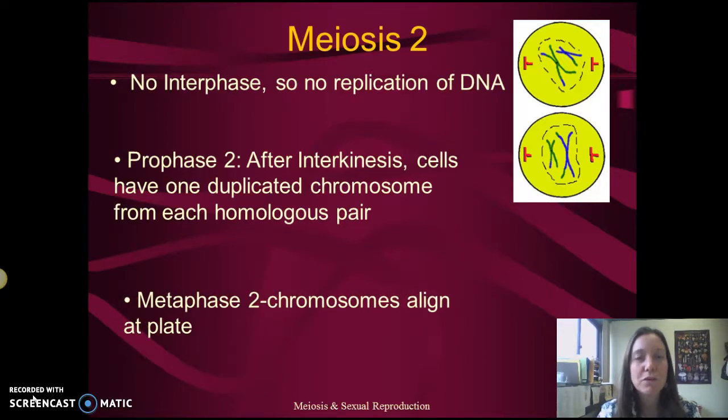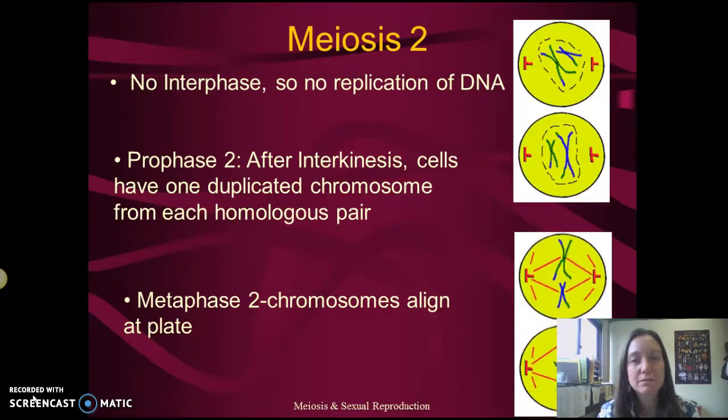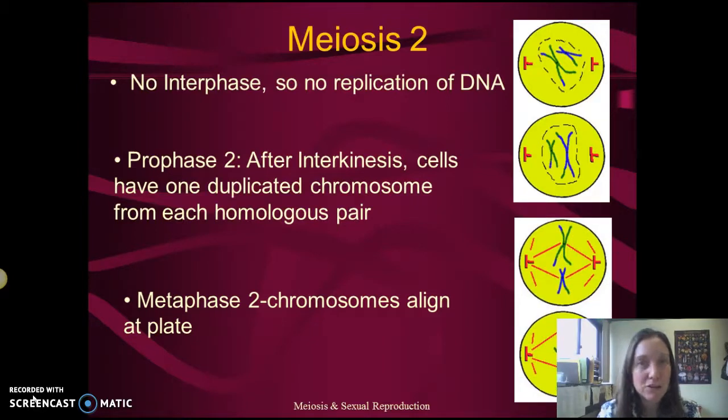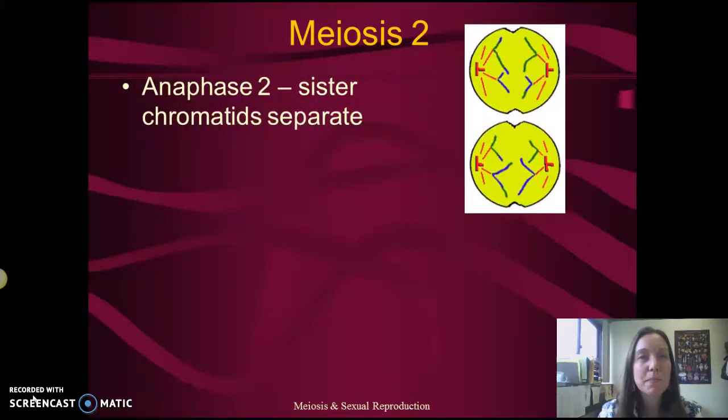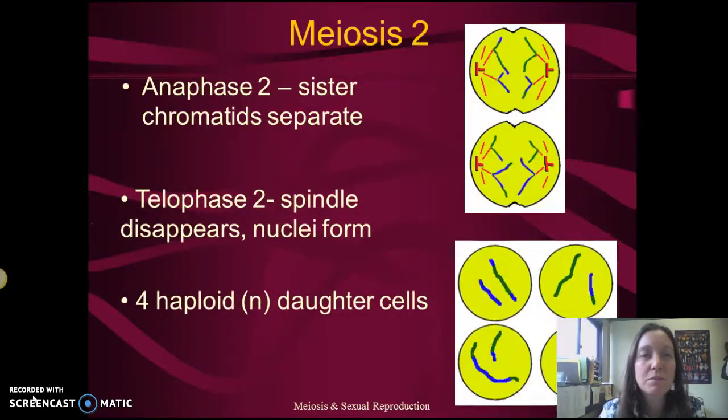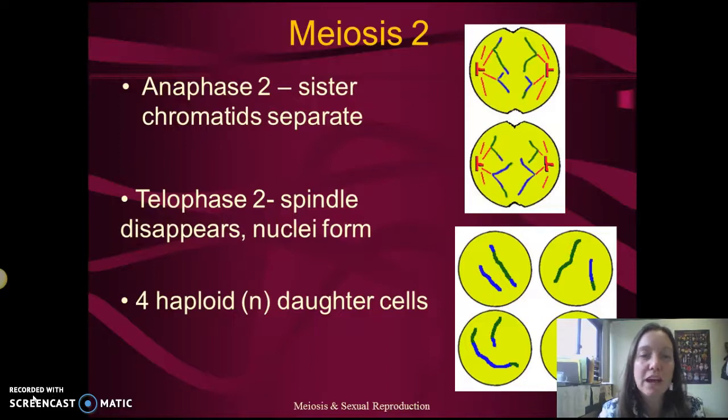Then we go into metaphase 2, where the chromosomes align at the plate. And I know my picture is in the way there, but both cells look identical. This is exactly what the cells look like in metaphase of mitosis. In anaphase 2, the sister chromatids separate, exactly like mitosis. That involves the dissolving of the centromere and the pulling apart of the sister chromatids by the kinetochores attached to the microtubules. In telophase 2, the spindle disappears, the nuclei form, and we end up with 4 haploid daughter cells.